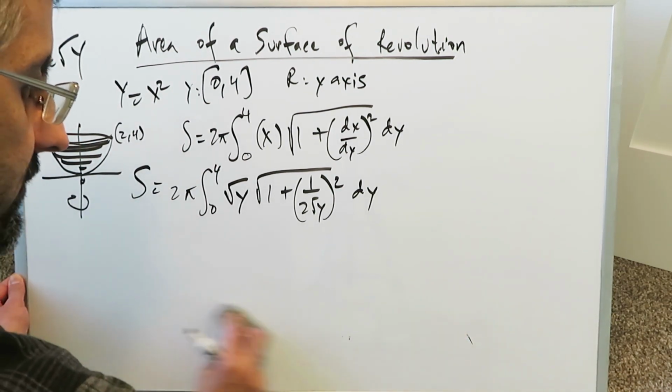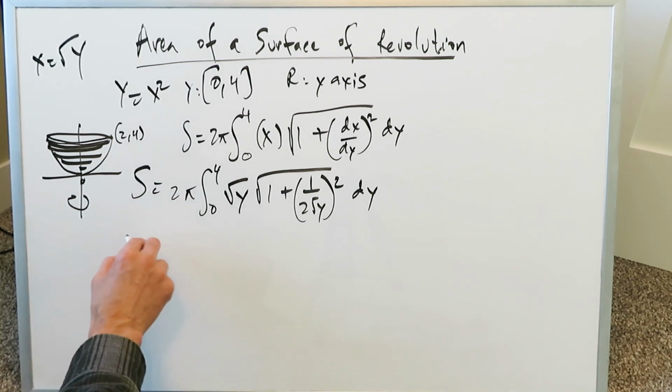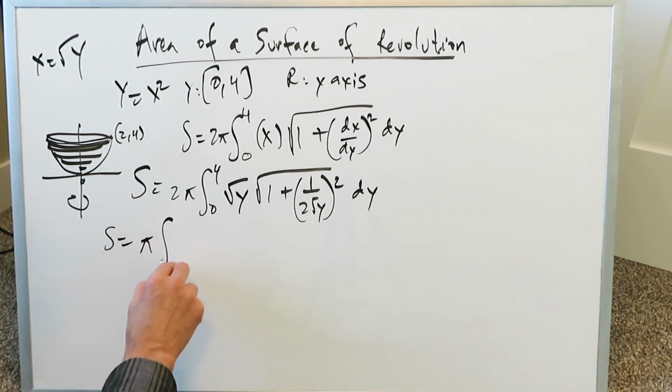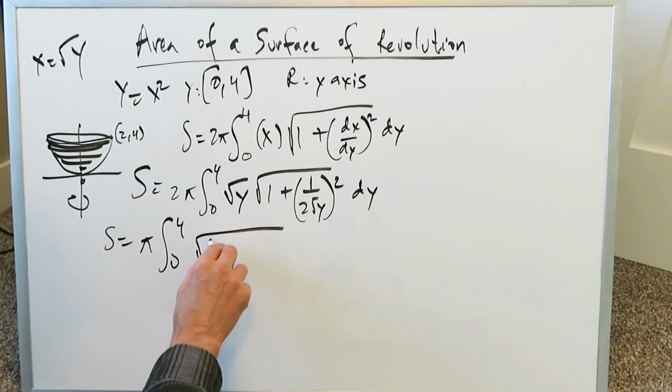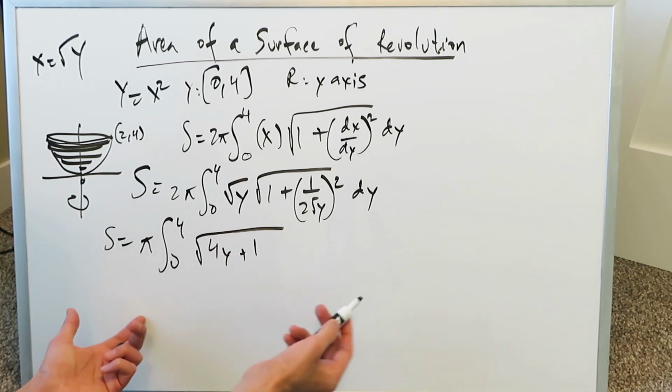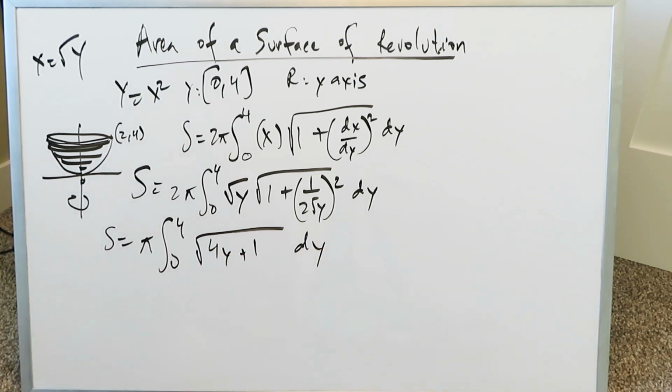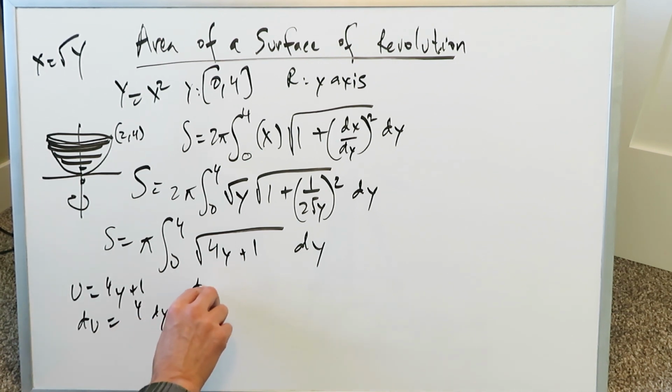Root 4y plus 1. It takes a very similar track as a previous question. You have a pi, 0, 4, and then 4y plus 1 or 1 plus 4y, it doesn't matter, order does not matter, and there it is. You can do a substitution technique. U is equal to 4y plus 1, and then du is equal to 4 dy. dy is equal to du over 4.